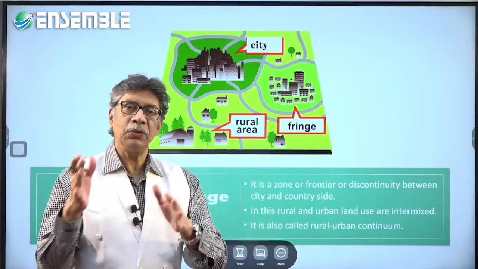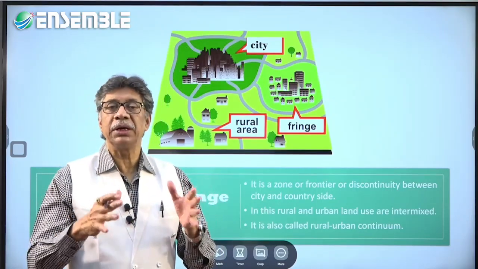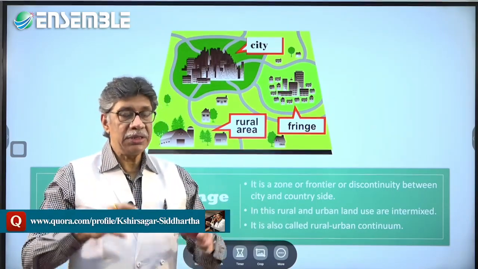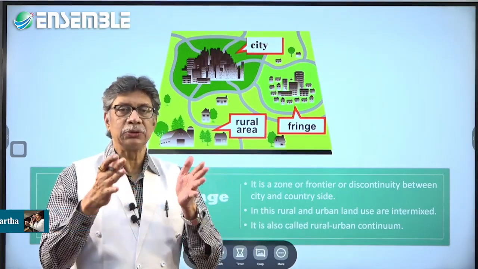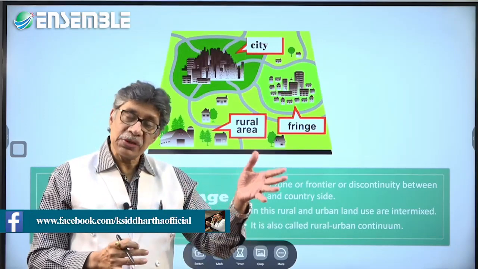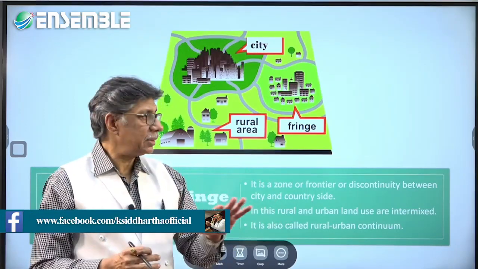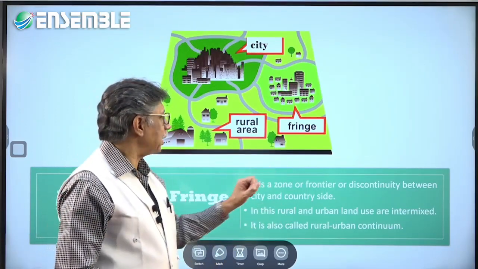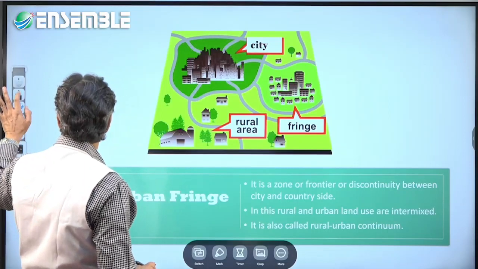Away from that, you will find what we call a fringe. The fringe is one area that lies on the periphery of the urban area. Because it lies on the periphery of the urban area, that's the basic reason that it is called the rural urban fringe.